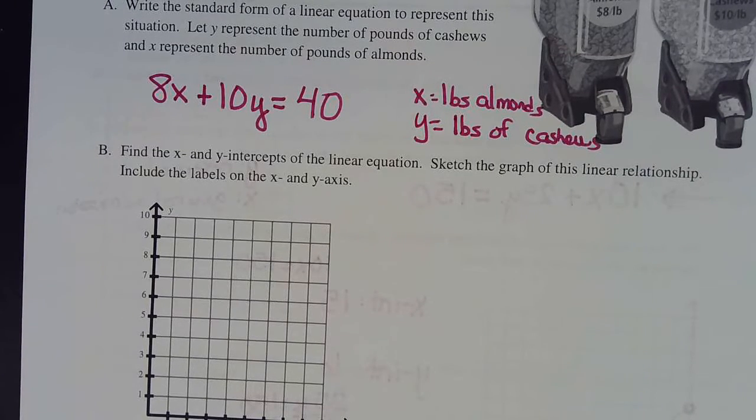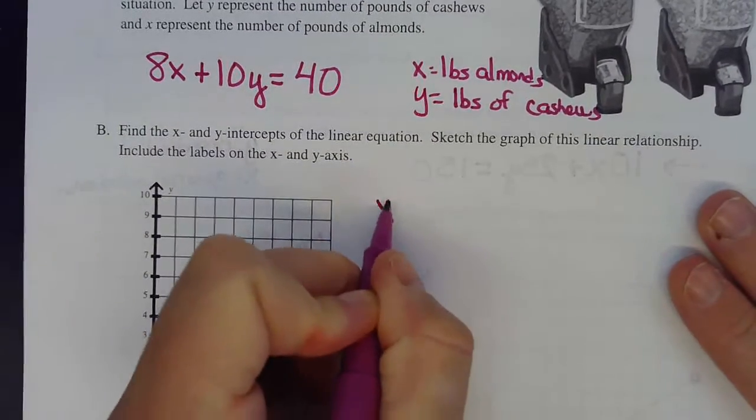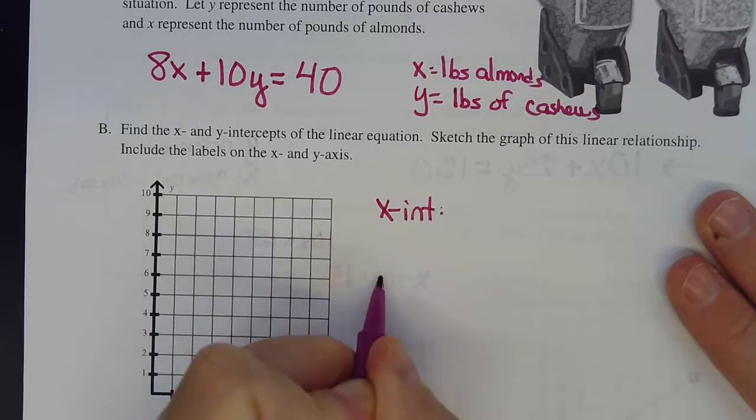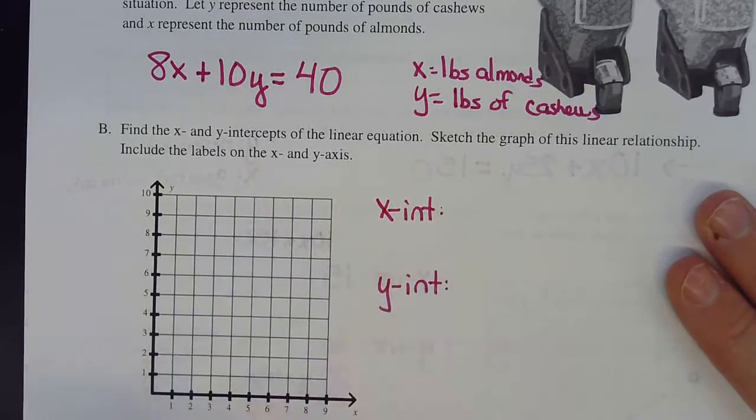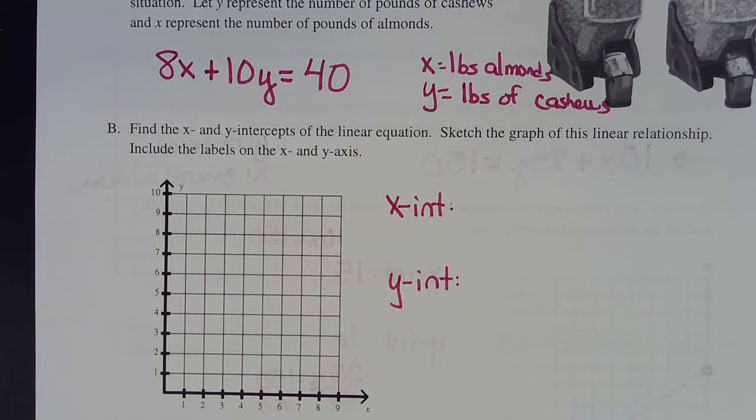Okay, so for B, they want you to find the x-intercept and the y-intercept. So on your own, find the x-intercept and find the y-intercept. Actually, try this whole one out on your own. I'm curious to see how you do. Try the rest of it.